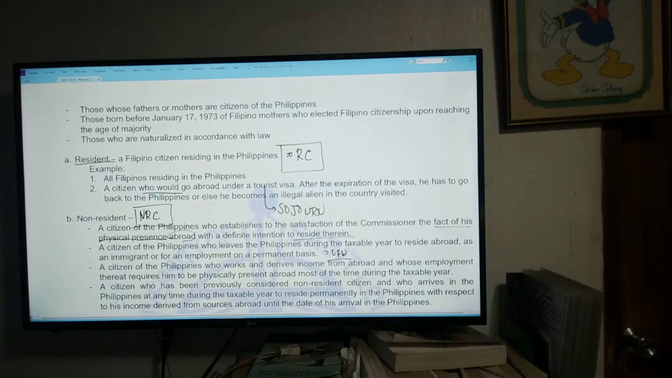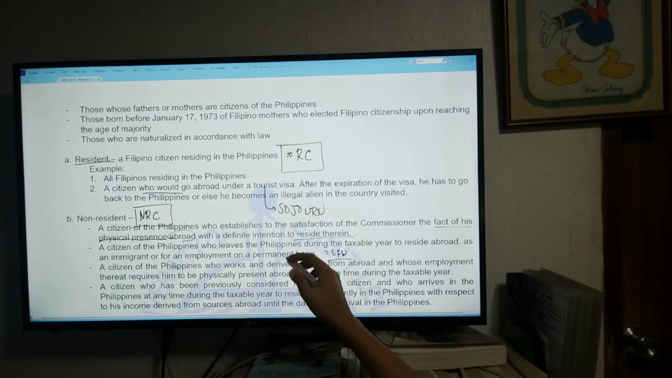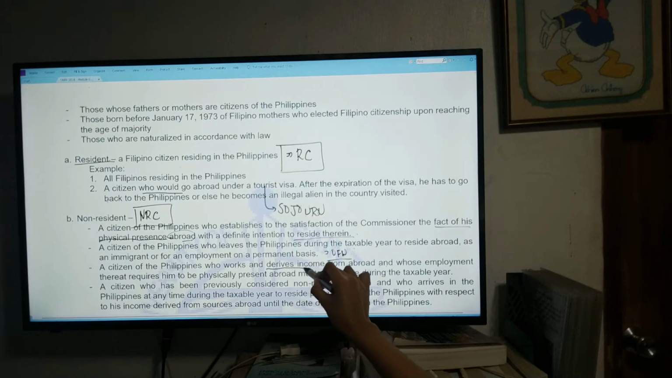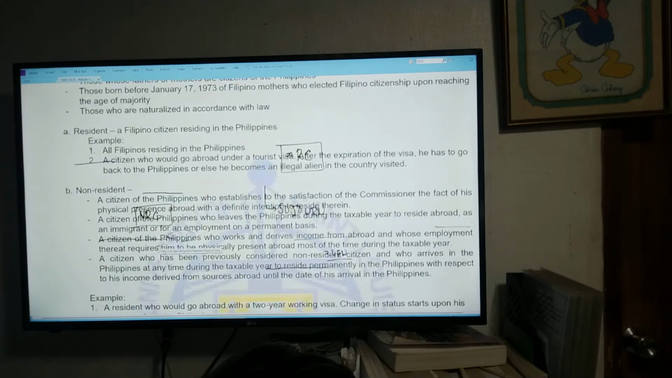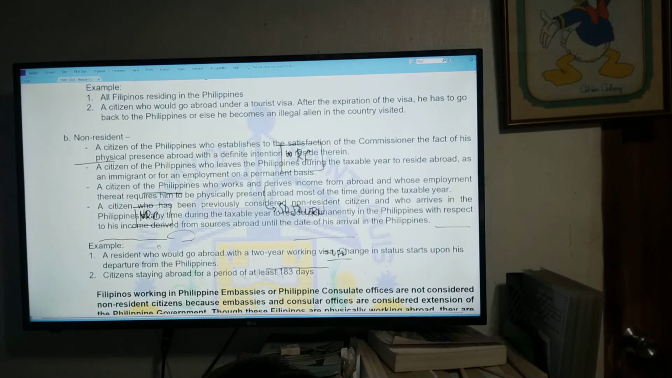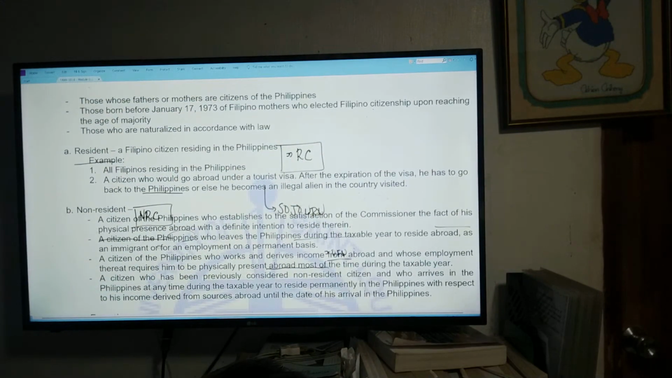Ano pa ba yung mga examples? That is, if you are a citizen of the Philippines, but you are just working and deriving your income abroad. Pero, bumabalik-balik ka ng Pilipinas. Okay? Bumabalik-balik ka ng Pilipinas. Meron tayong threshold dito, guys.